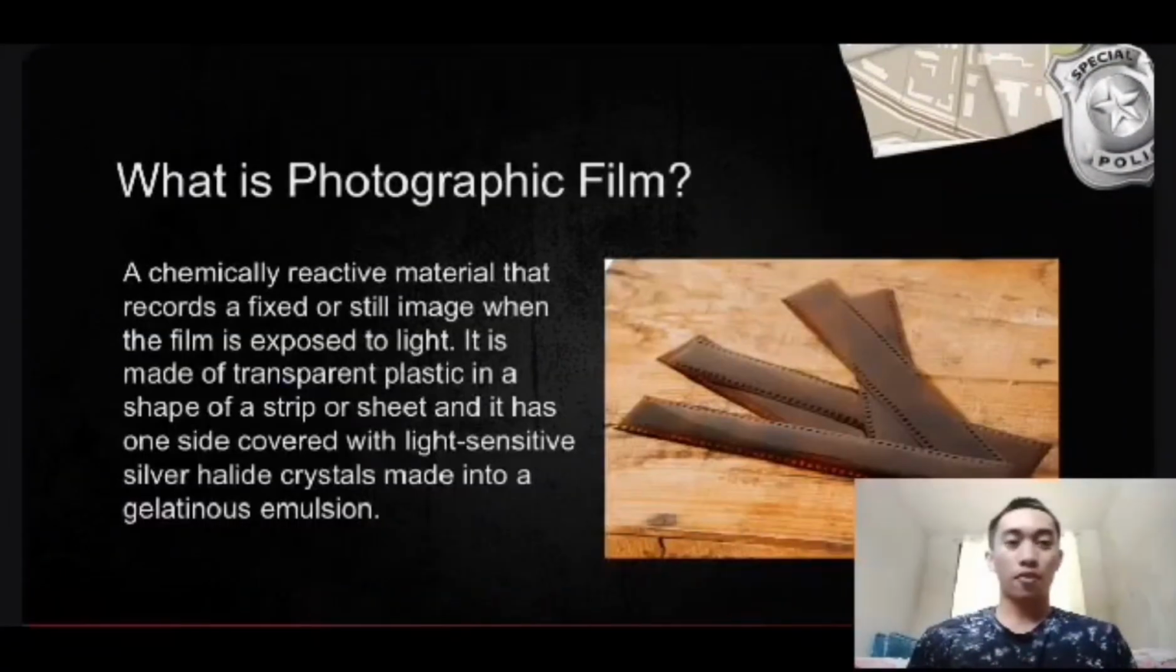What is photographic film? A chemical reaction material that records a fixed or still image when the film is exposed to the light. It is made of transparent plastic in a shape of strip or sheet, and it has one side covered with light-sensitive silver halides.